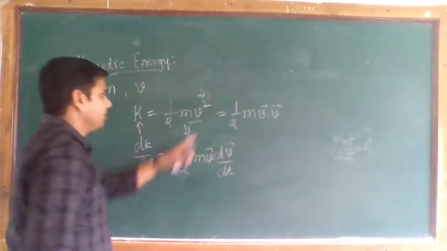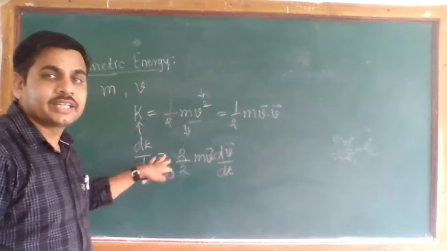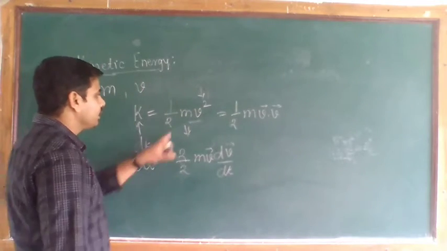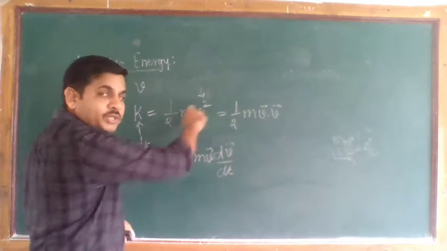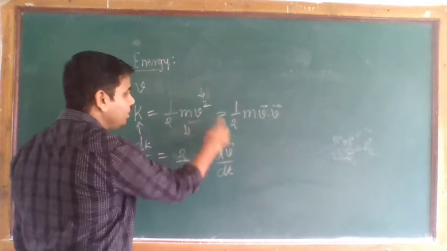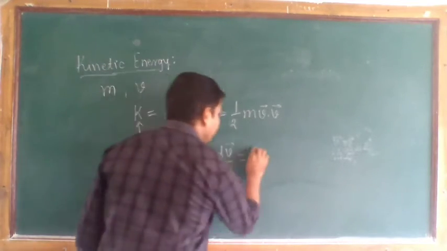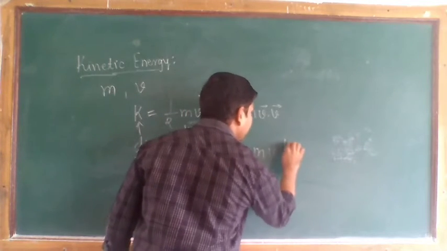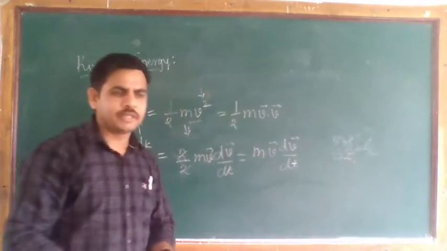We differentiate the kinetic energy with respect to t: 1/2 m d by dt of v square, and d by dt of v square is nothing but 2 v dv by dt. So here the two cancel, and you get m v dv by dt. It is a simple relation.